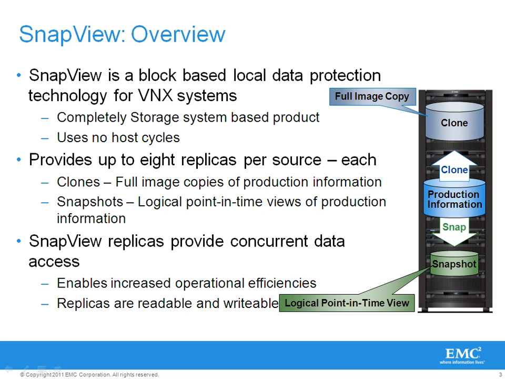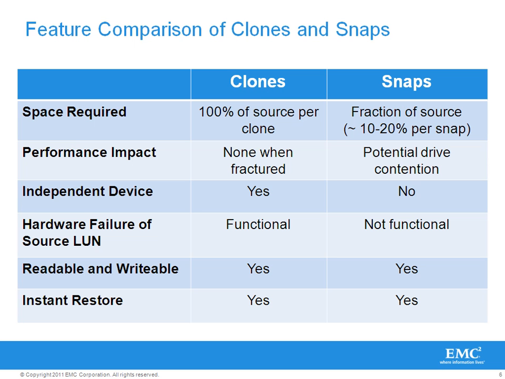data. SnapView allows multiple business processes to have concurrent parallel access to information by creating point-in-time views or multiple views of production data which can subsequently be made accessible to other hosts or simply held as a point-in-time copy for possible restoration. SnapView replicas are both readable as well as writable. Now let's do a feature comparison between snapshots and clones. This will help us understand which technology to use based on the business requirements.